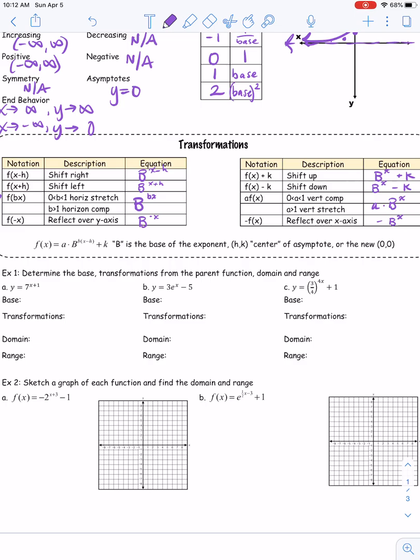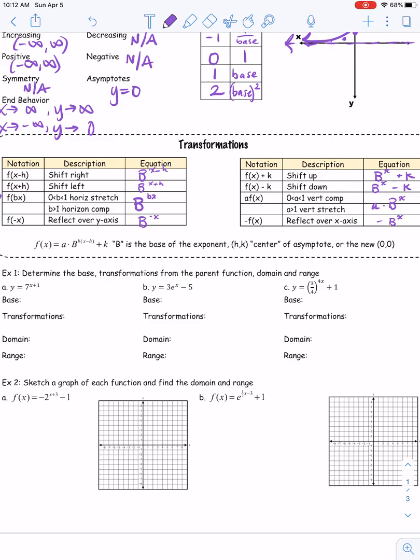horizontal stretches and compressions. Now, if you remember, anytime we talked about transformations, we talked about a pattern, right? When we talked about quadratics, it was right 1 up 1, right 2 up 4, right 3 up 9, etc. And our transformations affected that pattern. Well, we're not going to have one set pattern for exponentials because our base could be any number. It could be 2, it could be e, it could be 10, it could be 3/4, whatever. So there's no one set pattern.